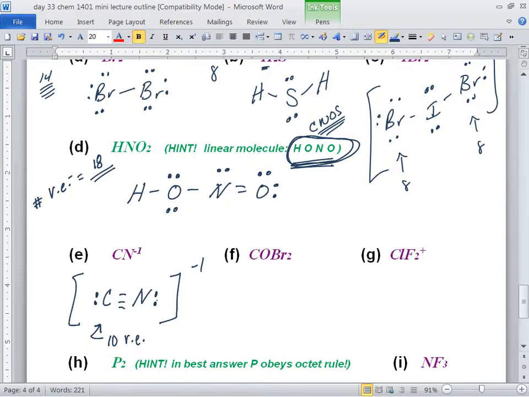Try COBr2. Now, again, which element has to be in the center? The rules: it's the very first element. So carbon has to be in the center, and you surround it with everything else. That's their convention: you take that first element and you surround it by everything else. Surround it. You don't make lines. If it's going to be linear, they have to tell you. Kind of like I did here for HNO2. So you have to surround it with these guys.